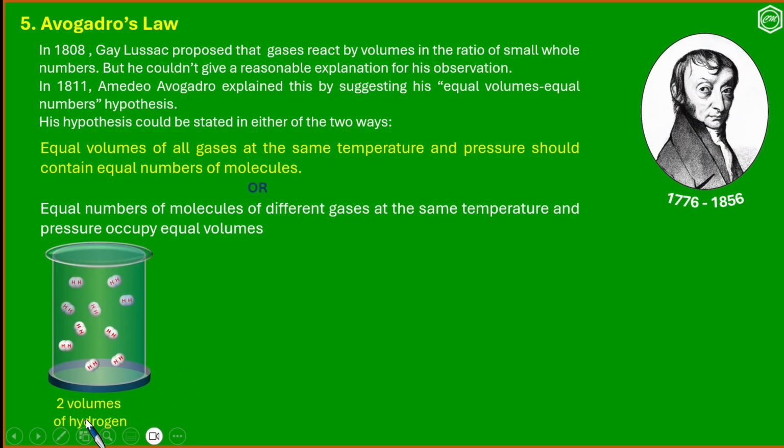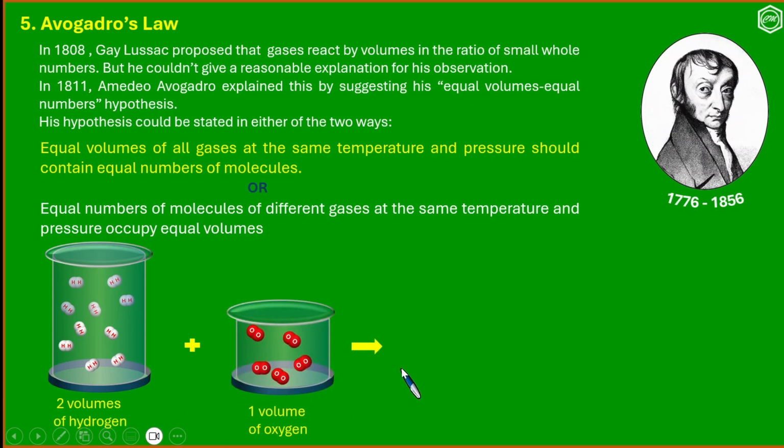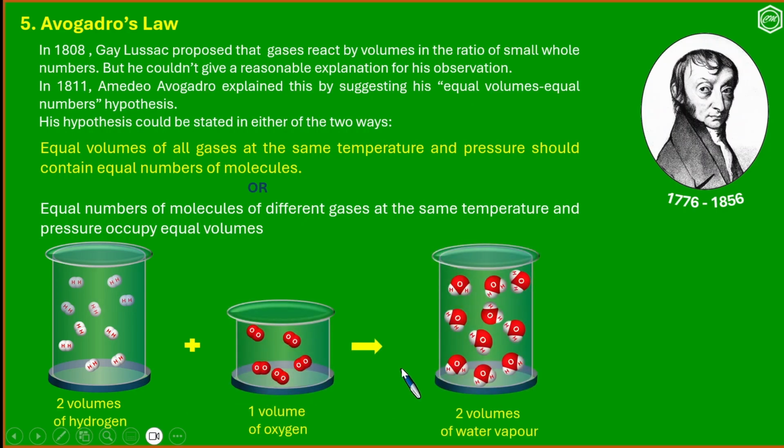For example, 2 volumes of hydrogen react with 1 volume of oxygen, giving 2 volumes of water vapor. For simplicity, 2 volumes of hydrogen contain 10 molecules of hydrogen. Then 1 volume of oxygen should contain only 5 molecules of oxygen, and 2 volumes of water vapor should contain 10 molecules of water. That is from Avogadro's law, and in this case, all are at constant temperature and pressure.